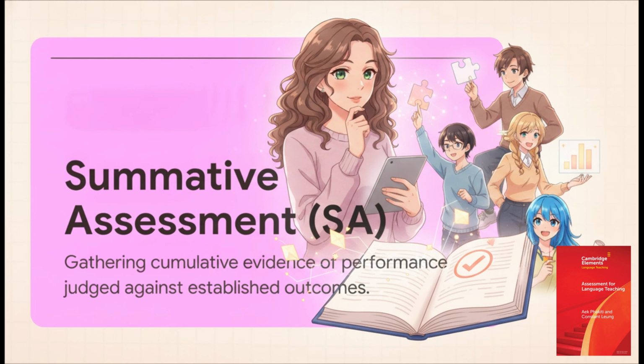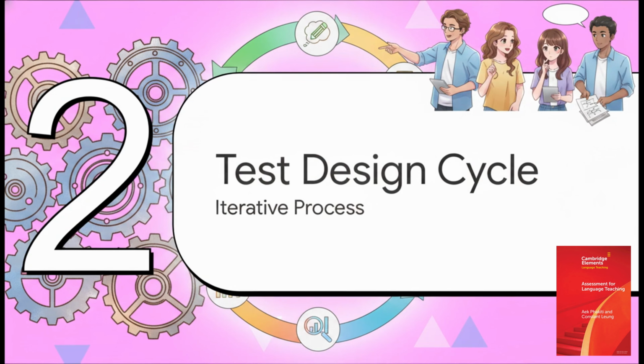The core purpose of SA is gathering cumulative evidence of students' performances and then judging it against pre-established learning outcomes or standards. Basically, it's about looking at that final end product of learning and making a reliable decision about what a student has actually attained. Moving right along to Section 2, let's look at the test design cycle.